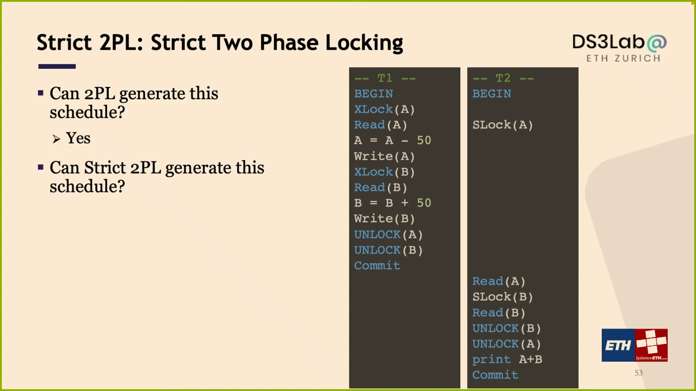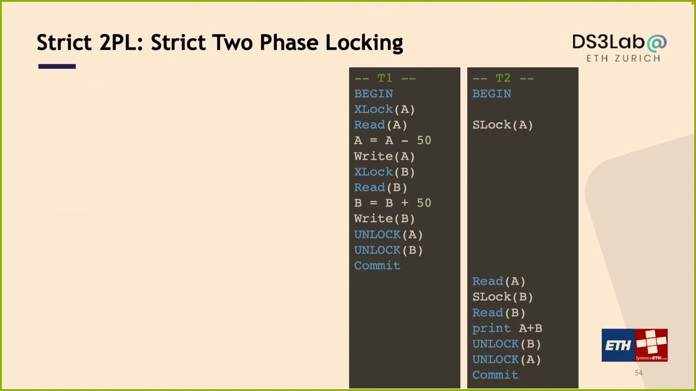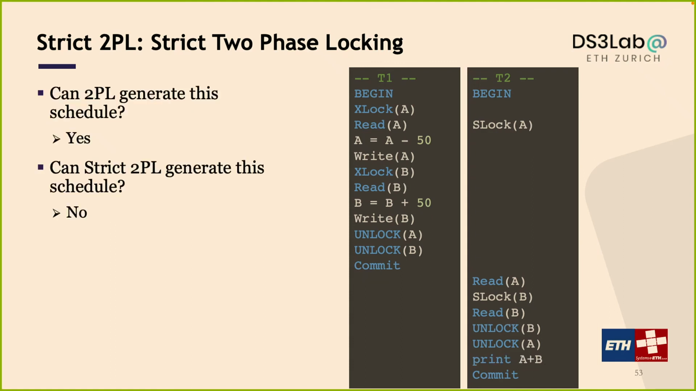What about strict two-phase locking? Can strict two-phase locking give you this? No, right? Because I have this. After I unlock A, T2 does something else. That's not possible. In strict two-phase locking, I need to hold all my locks until the very end of the transaction. So this is not possible under strict two-phase locking, but possible under two-phase locking.